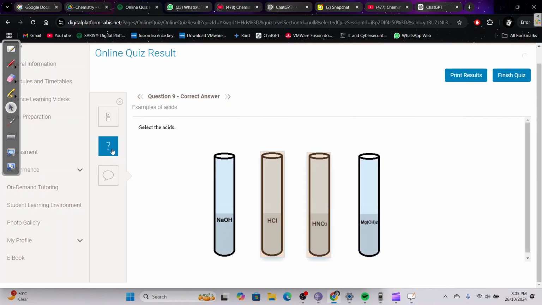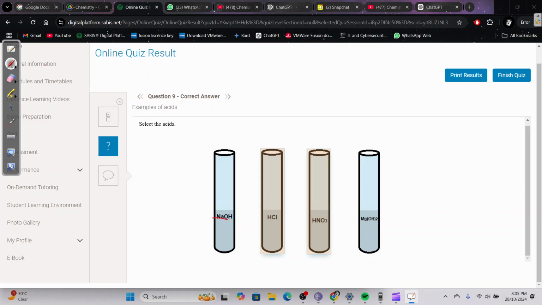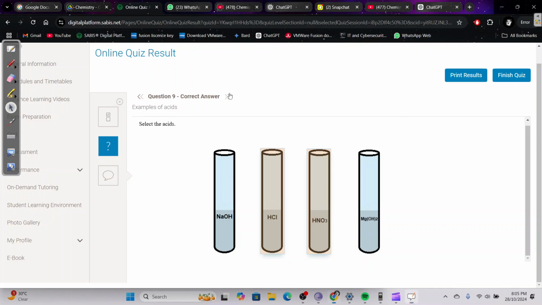Question 9. Examples of acids. Again, anything with a hydroxide is a base, so NaOH is a base, MgOH is a base. The acids are hydrogen chloride and hydrogen nitrate. Nitrates are generally acids, and again they contain hydrogen.